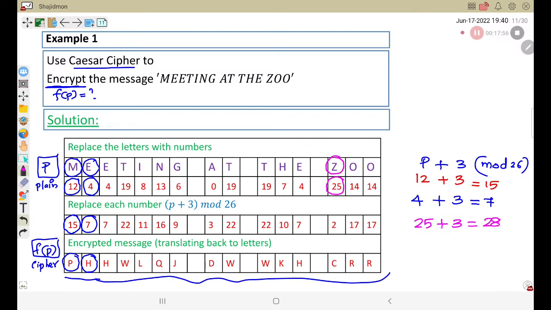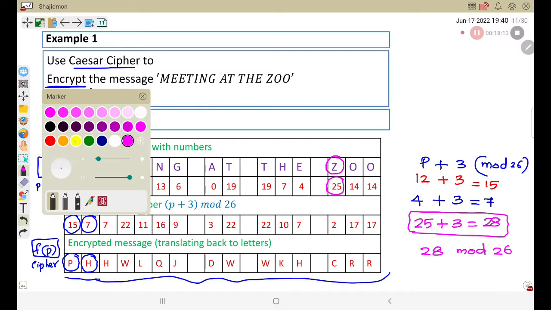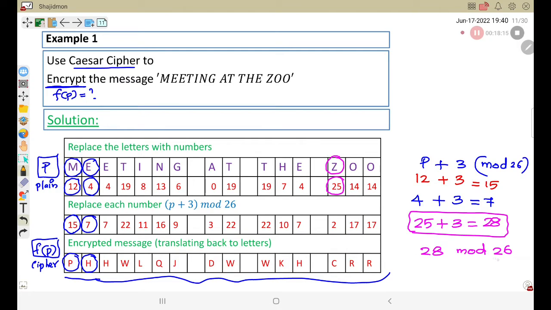Okay, so once you go to more than 26, how do you do this? We have here 28, correct? So we need to do 28 mod 26, because it is more than 26. There is an easier, shortcut method that I will tell you for finding 28 mod 26.